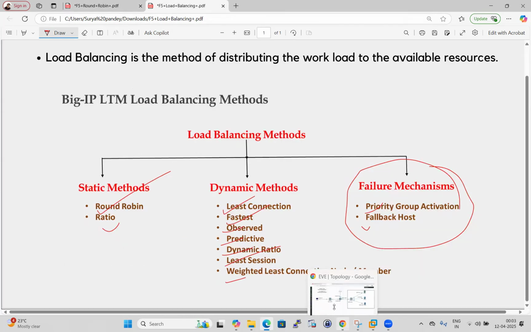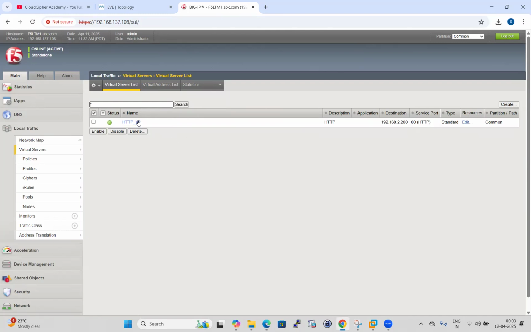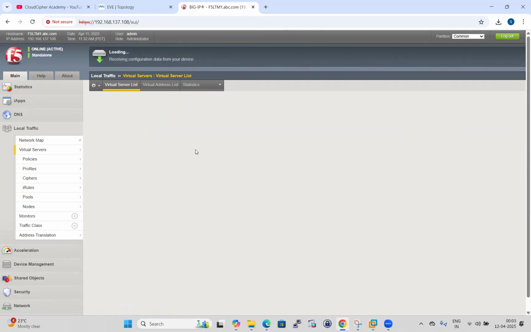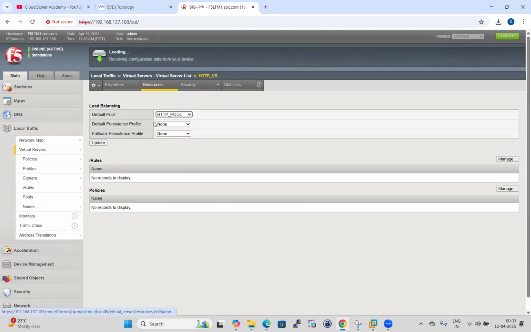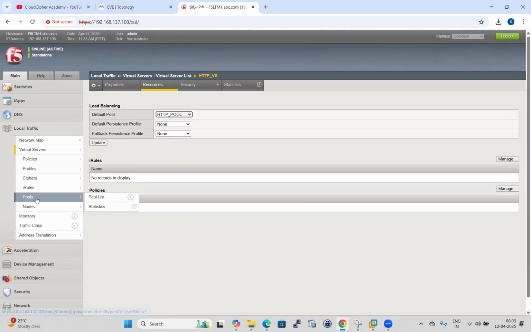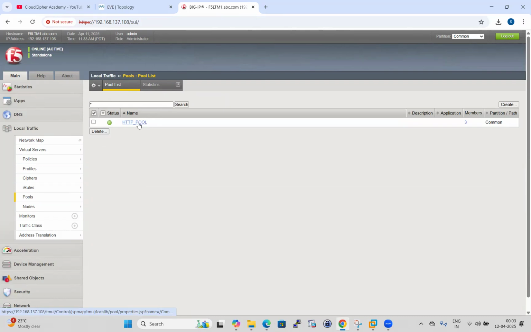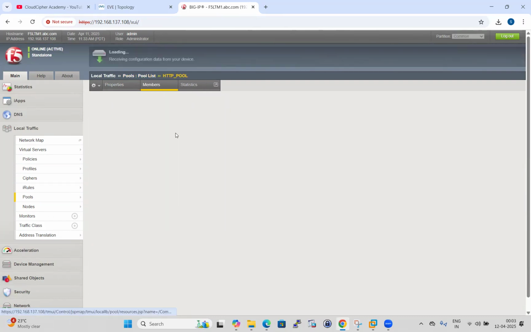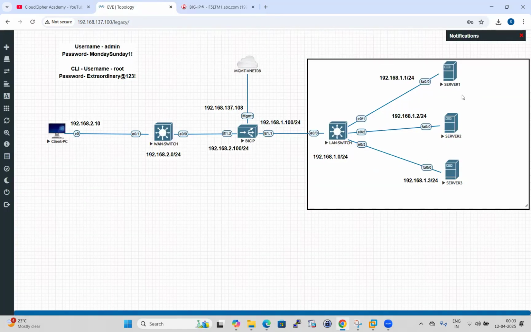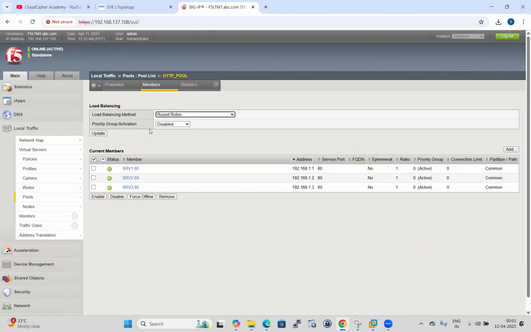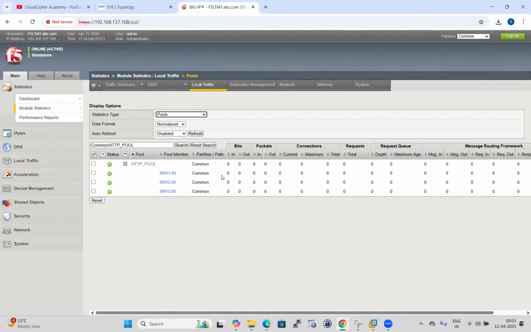So how can we implement it here? We have our VIP, guys, and inside the VIP we have already called resources, we have already called this pool. If we come to the pool level, inside the pool we have the members server 1, server 2, server 3. As per our topology, there are 3 nodes: server 1, server 2, server 3. If you go to the statistics, at the moment there is no connection, zero connections, and that is fine.